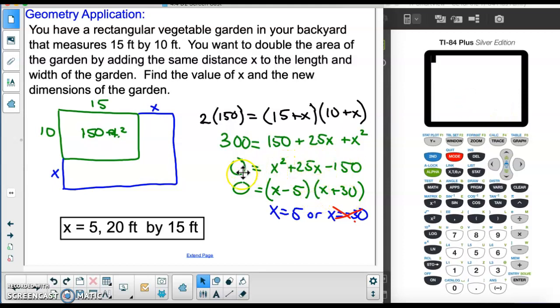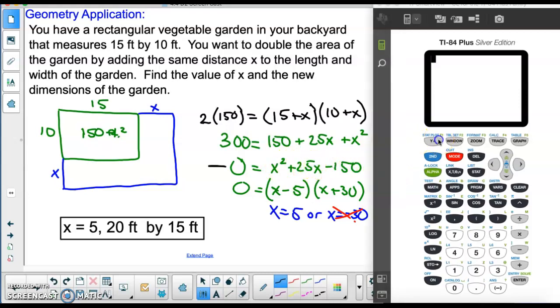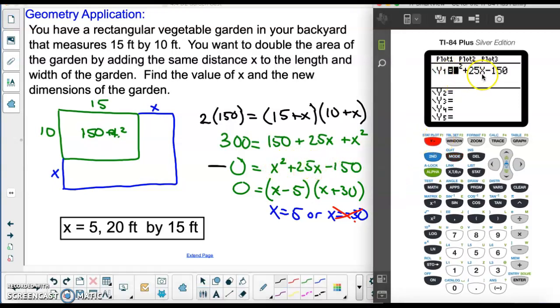So what I'm going to do is just type in this equation right here, x squared plus 25x minus 150. And when I hit graph, notice I only see this line. Well, that doesn't really help me much, because 150 is clearly well beyond my 10 by 10 standard window. So I'm going to go to window in this case.